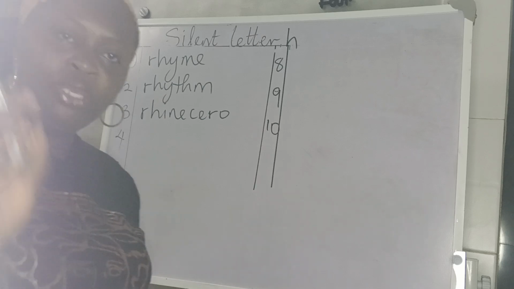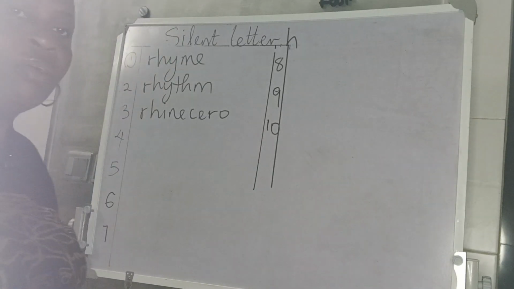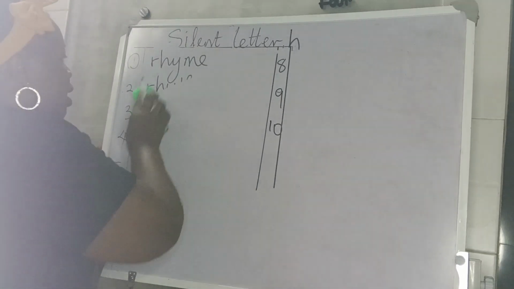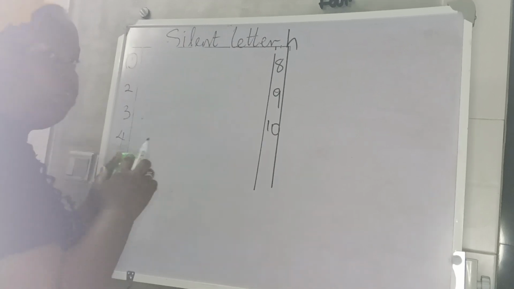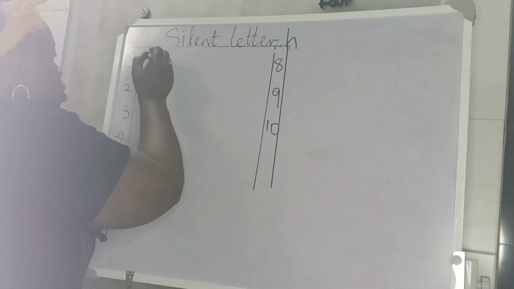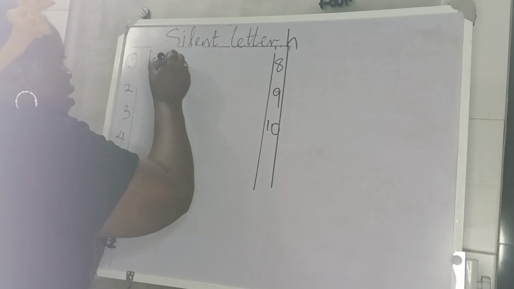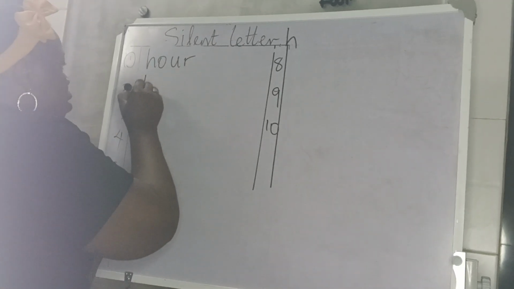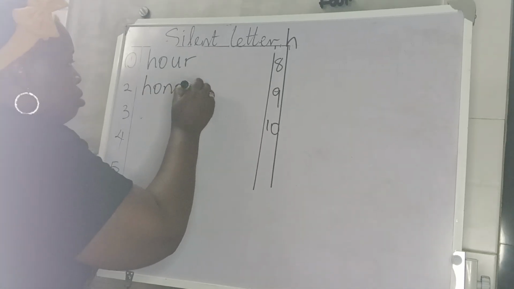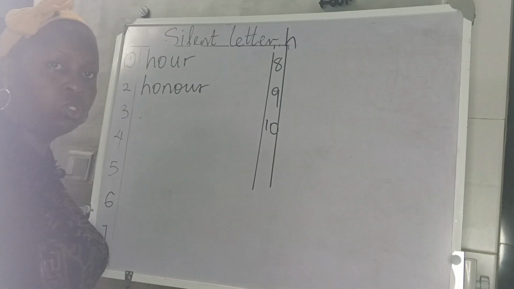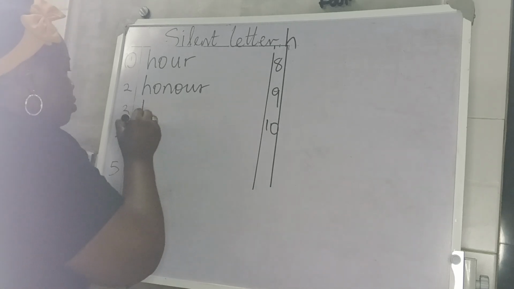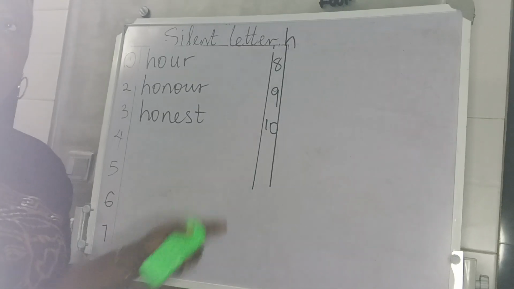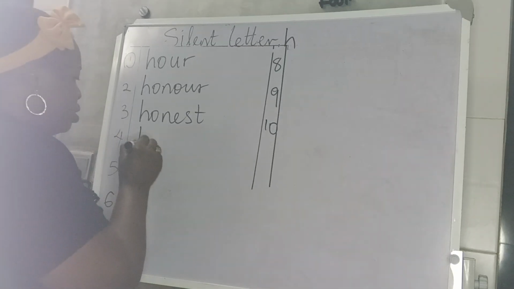And also at the beginning of some words, when H starts some words, it's also silent, especially the ones we say we borrow from the French language. It is also what? Silent, like in hour. We'll have this. Honor is also what? Silent. We'll have honest, which is also silent.